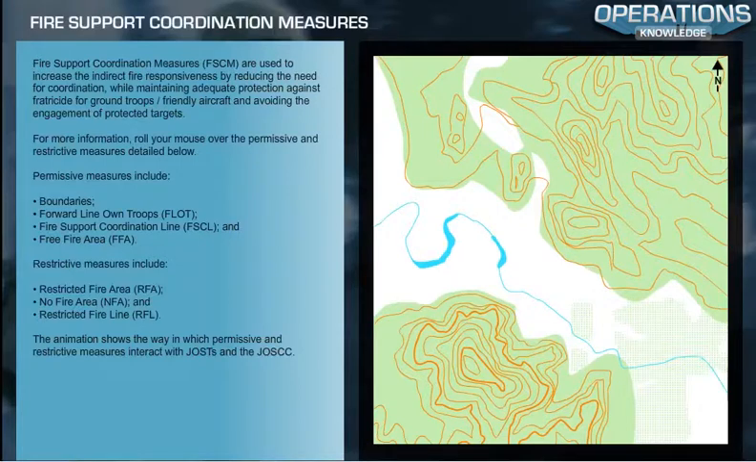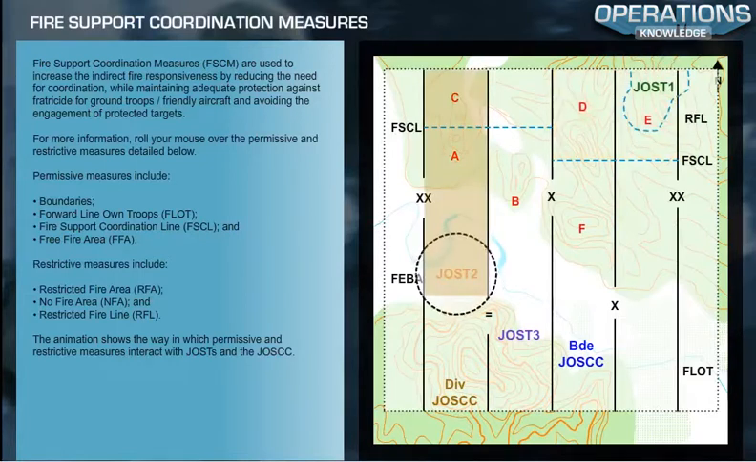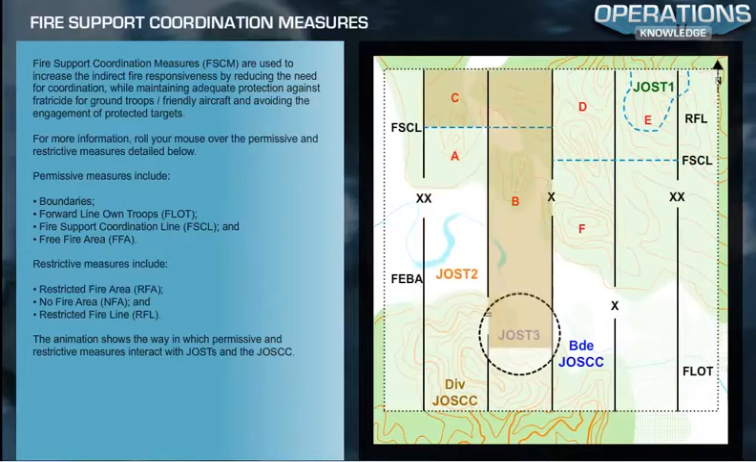Such measures are considered either permissive, that is, they allow fire support without further coordination, or restrictive, that is, they impose coordination requirements. JOST 1 can engage targets Delta and Echo, as Delta is forward of the FSCL, and target Echo, as it is within JOST's RFL, but not target Foxtrot, as it is behind the FSCL, and outside its TAOR. JOST 2 can engage targets Alpha and Charlie, as they are within its TAOR. JOST 3 can engage target Bravo as it is within its TAOR, and target Charlie as it is forward of the FSCL.